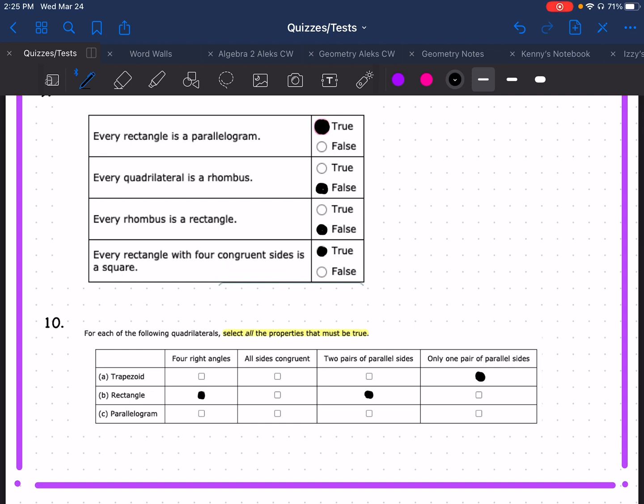A parallelogram. Four right angles? Not all the time. All sides congruent? No, not all the time. Two pairs of parallel sides? Yes. Only one pair of parallel sides? No.